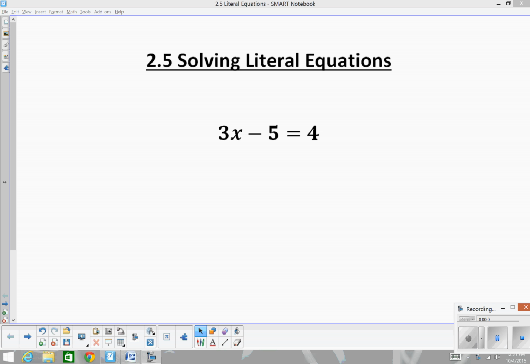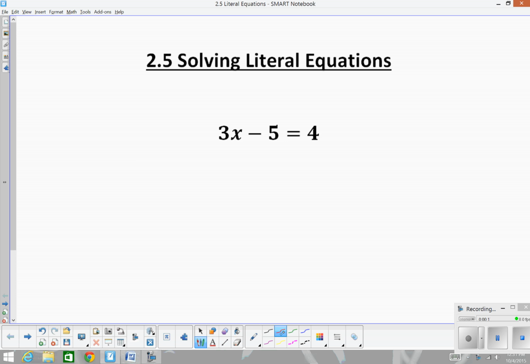Okay, welcome back. Today we're going to be diving into 2.5, solving literal equations. So we've solved multi-step equations, we've solved equations with variables on both sides. Now we're going to solve the last type of equation that we're going to talk about, and it is literal equations.